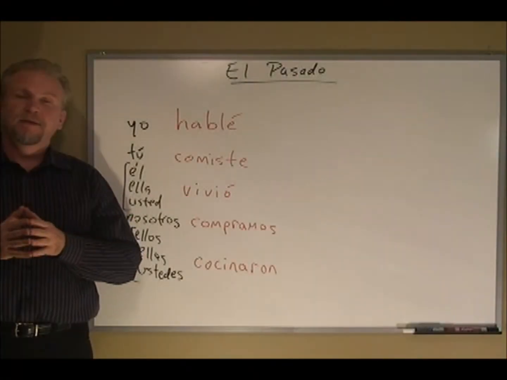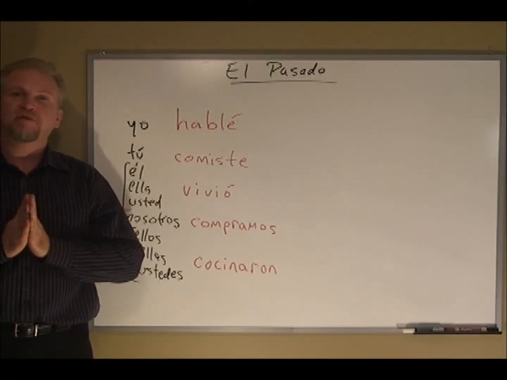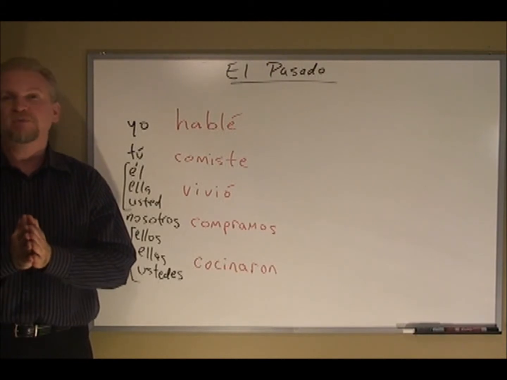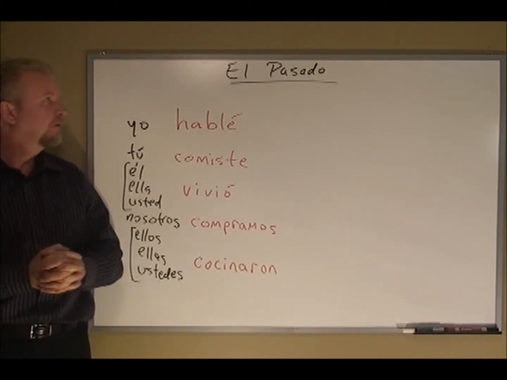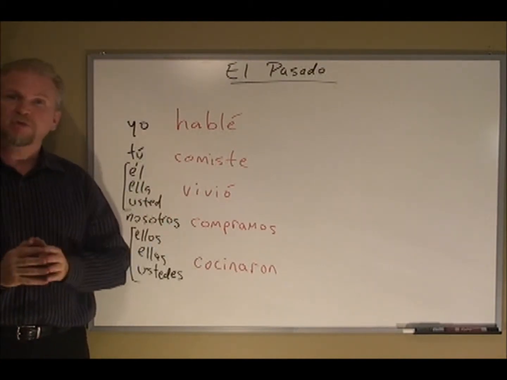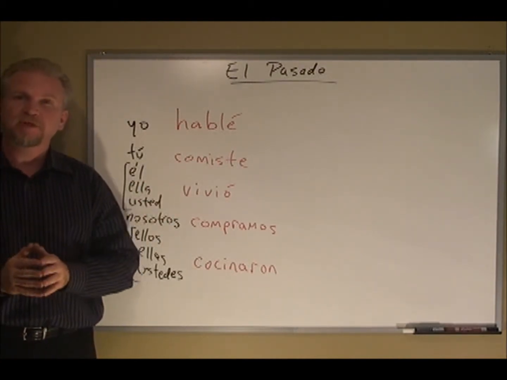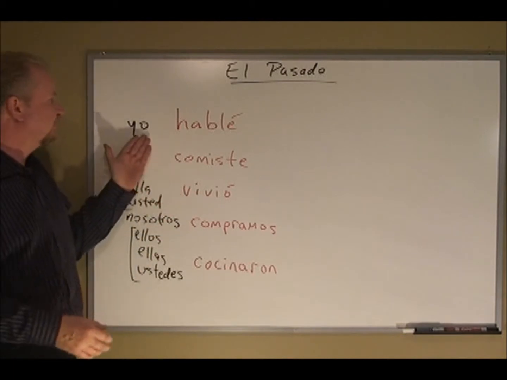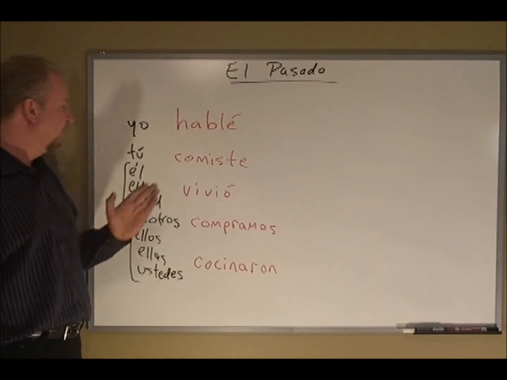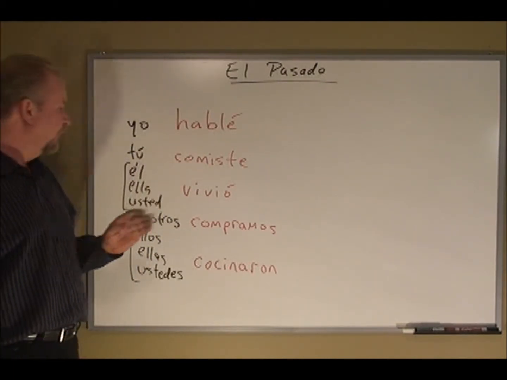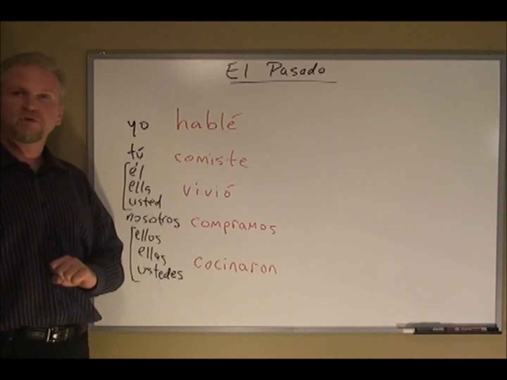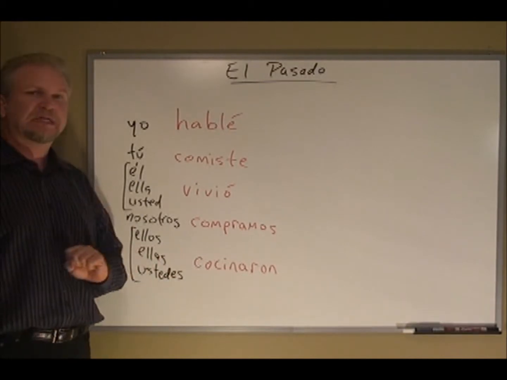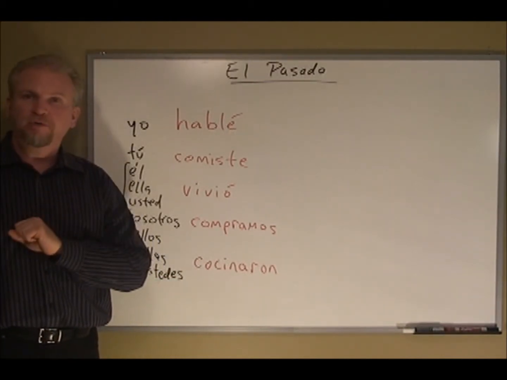Hola. Let's learn some past tense vocabulary that will help us write sentences in the past. El pasado. Well, the past tense we're using is el pretérito, the simple past. I've written some examples. Yo hablé, I spoke. Tú comiste, you ate. Él vivió, he lived. Nosotros compramos, we bought. Ellos cocinaron, they cooked.